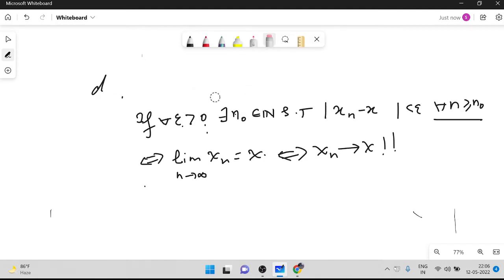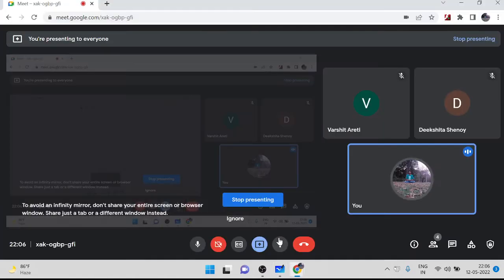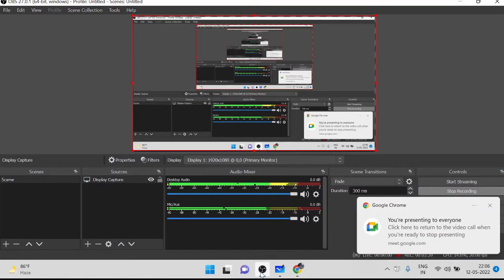I have given the definition of convergence, and some examples of convergence, and we have proved some theorems. Let me recollect a few of the important theorems that we proved in the previous class. Am I audible? Varshit or Diksha? Strange. Recording.